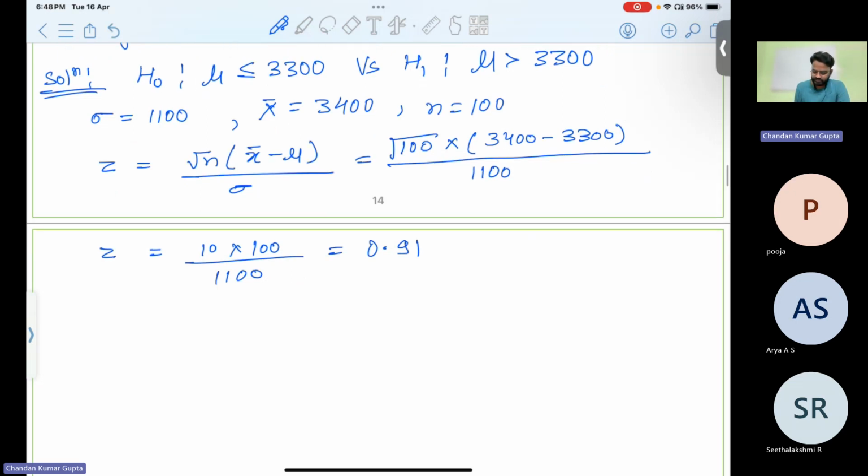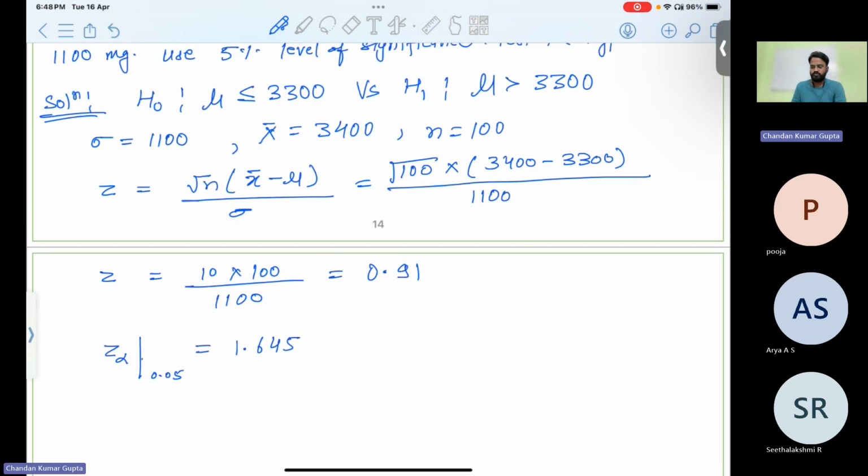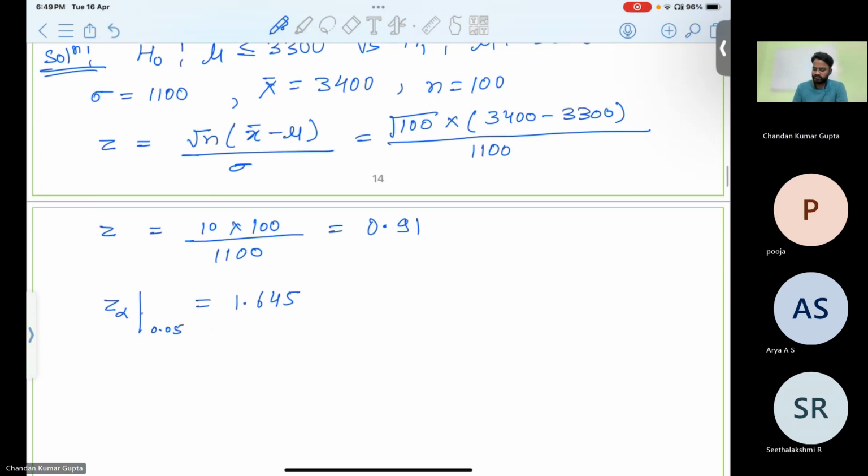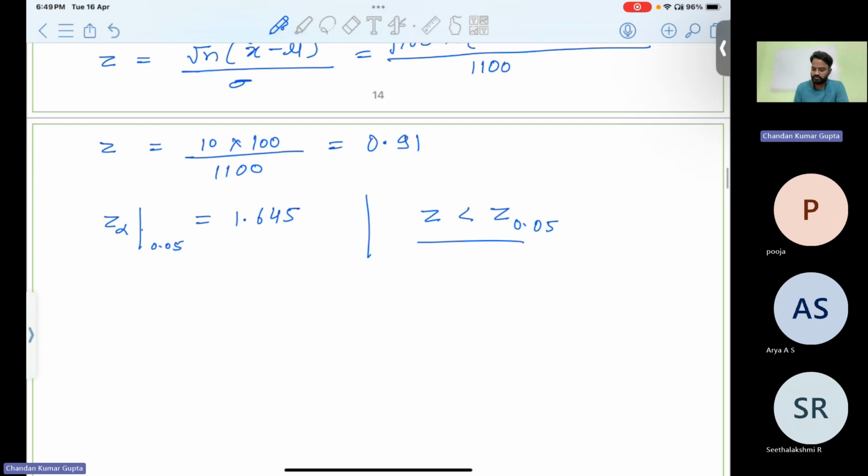Now at level of significance alpha 0.05, Z alpha at 0.05 is 1.645. This value from the table is 1.645. So here we conclude that the Z value is less than Z 0.05. We reject H naught when the calculated value is greater.